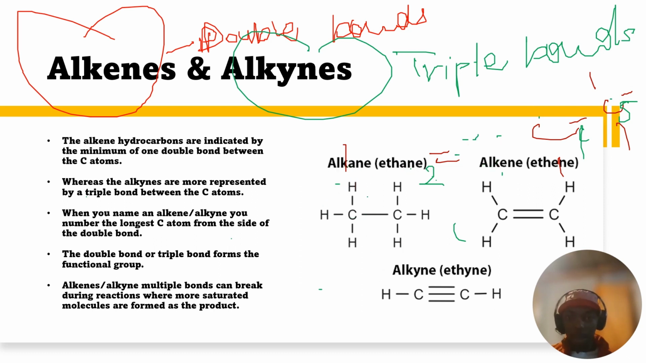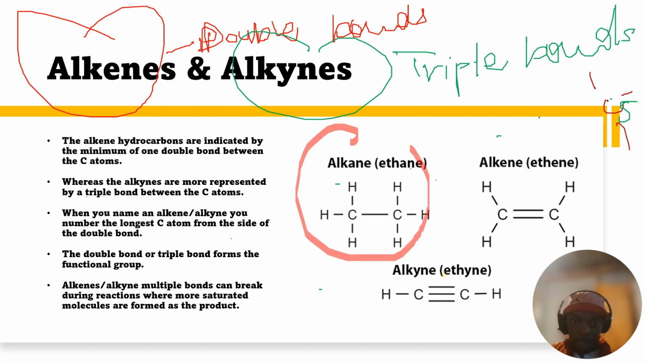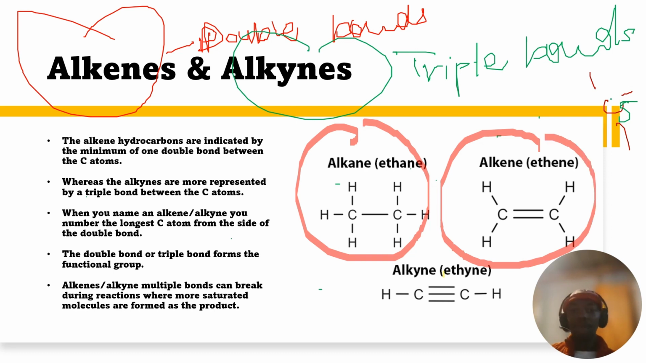Let me erase this. So basically, this is the illustration of alkanes, alkenes and alkynes. As you see in this illustration, guys, these are alkanes, right? There are no multiple bonds between the carbon atoms, right? Whereas on this side are alkenes, right? They are classified by the double bonds, right?